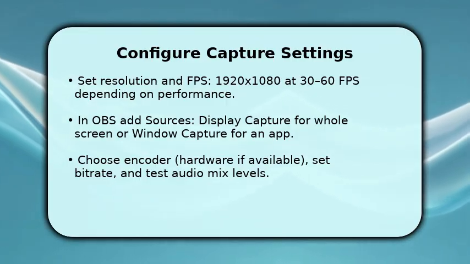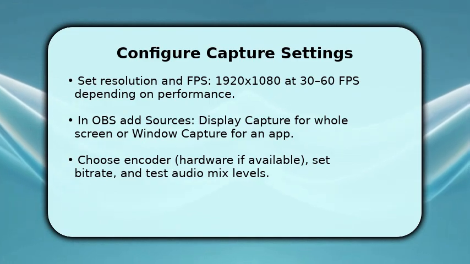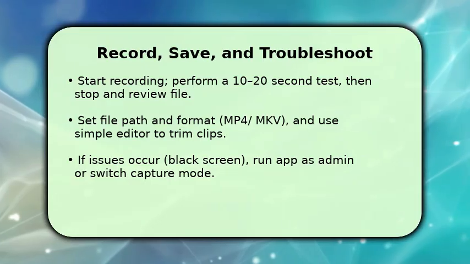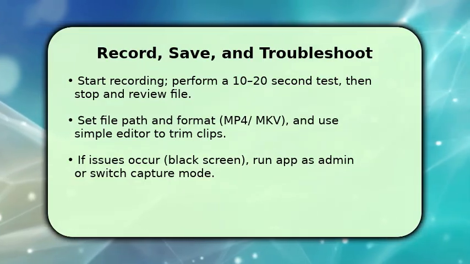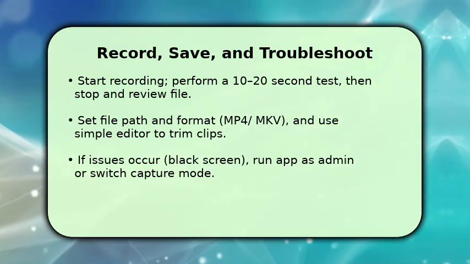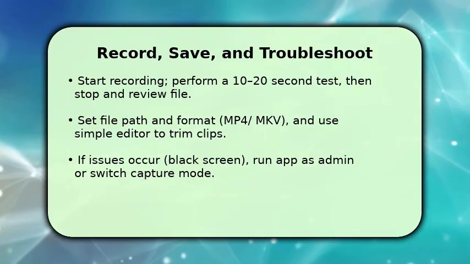Start the recording and perform a quick 10 to 20 second test clip to verify audio sync and visuals. Then stop and review the saved file. Make sure the save path is on a drive with space, and choose a stable format like MKV or MP4. Convert MKV later if needed. When done, trim and export with any editor before sharing.